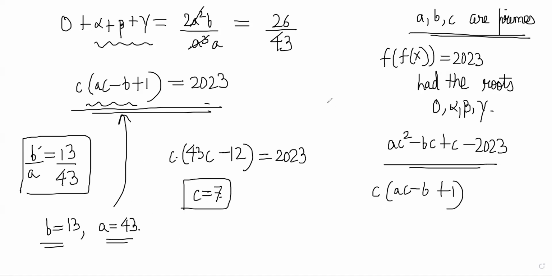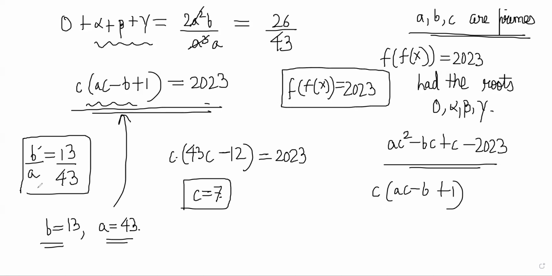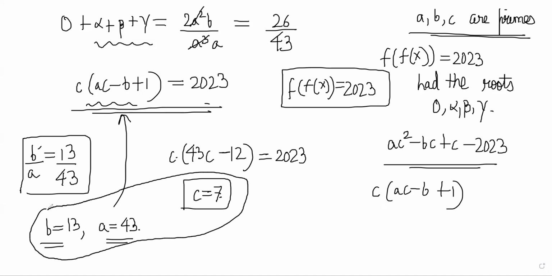So technically, this was a very straightforward problem. The whole thing was, can you expand f of x is equal to 2023? And can you use Vieta's relations in that, and take the sum of the roots, product of the roots, while keeping in mind that A, B, and C are prime numbers. If you take that into consideration, you will easily get this answer. Right? So that was the first one, pretty easy one. Let's go to the next question.